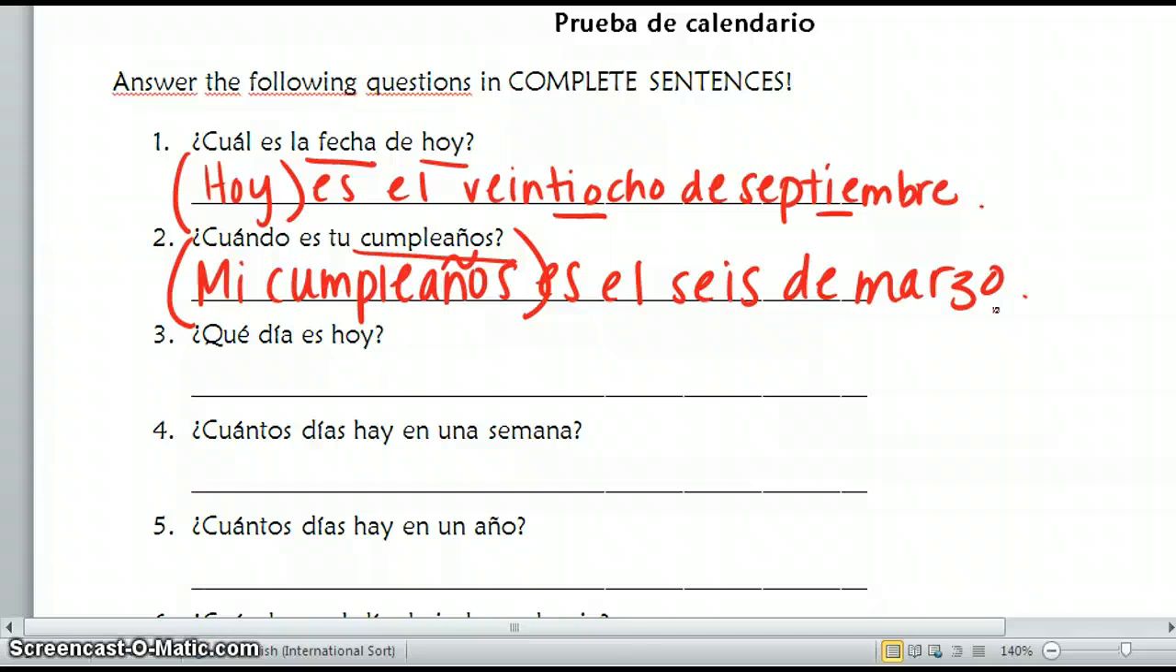Okay, the third one, ¿Qué día es hoy? You have to know what día means. If you don't know what día means, you don't know what this is asking. It's asking what day is today. All you have to write is hoy es miércoles, or whatever the day is. Hoy es lunes, hoy es martes, hoy es miércoles, and so on and so forth. As long as you have one of the days in there, you'll be fine.